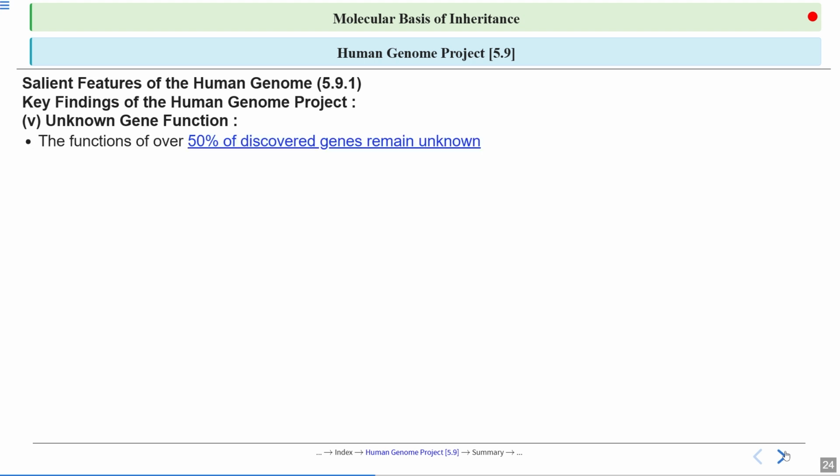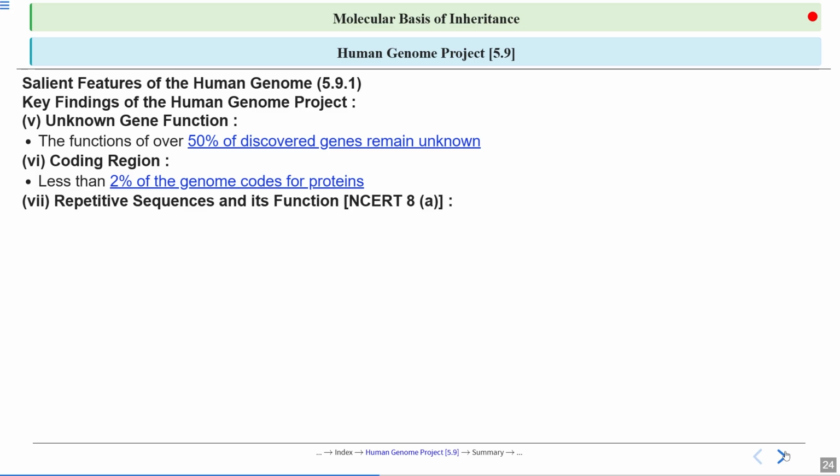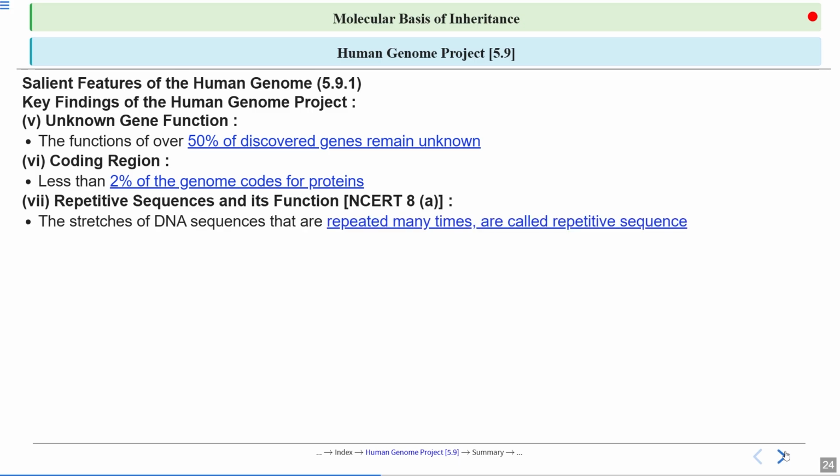Then the unknown gene function. The function of over 50% of discovered genes remains unknown. Coding region: less than 2% of the genome codes for protein. Repeated sequence and its function. From here you can answer the NCERT question.